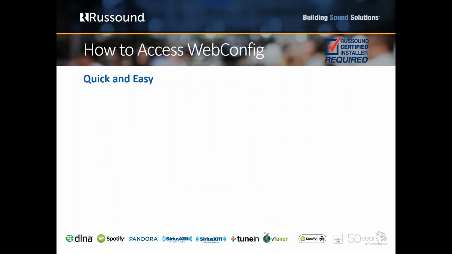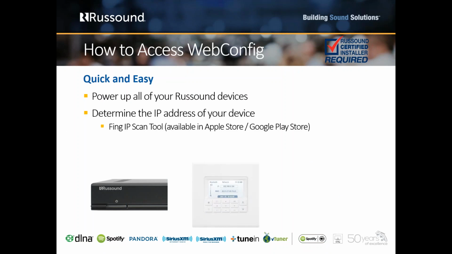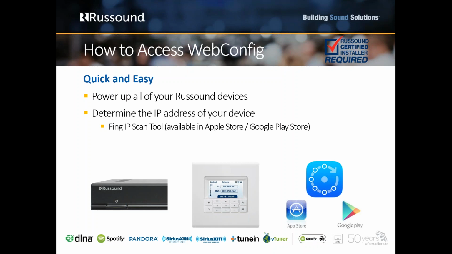How do you access WebConfig? Well, it's pretty quick and easy, actually. You're going to go in and power up all of your Russound devices. Then you're going to determine the IP address of your device. You could take, for example, Fing. You know, most of the people out there in the field, you all have Fing on your phone or on your iPad, right? And it's a great tool. What it does, it'll tell you all the IP address of everything that's on that network where you are. So you can use that if you want, or you can obtain the IP address right from a keypad or XTS or what have you.